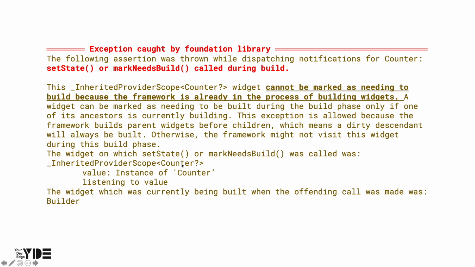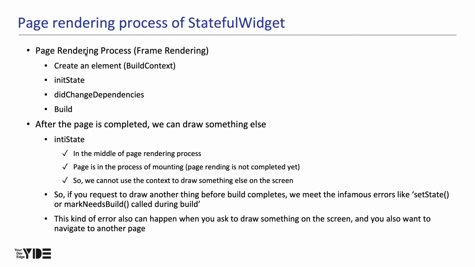So how do I get counter to display 1 and my counter display 11 without error? Before we do anything, let's take a moment to talk about the rendering process of a stateful widget. The process of rendering the page, also called the process of rendering the frame, first creates a build context, calls initState, changes dependencies, and finally calls build. This completes the page we are viewing. Once the page is complete, you can make it start drawing something else, but there are a few things to keep in mind here. initState is called during the page rendering process.